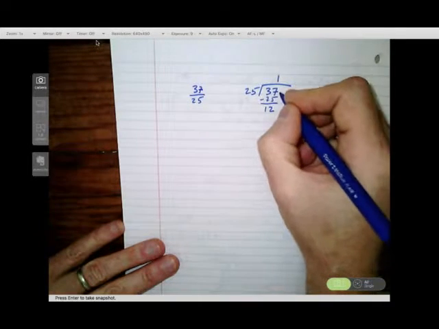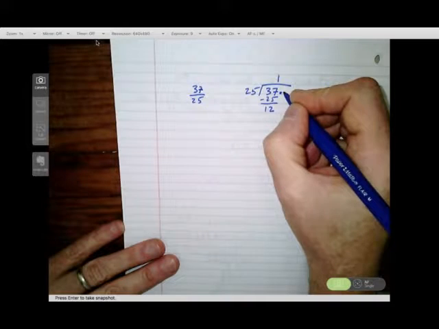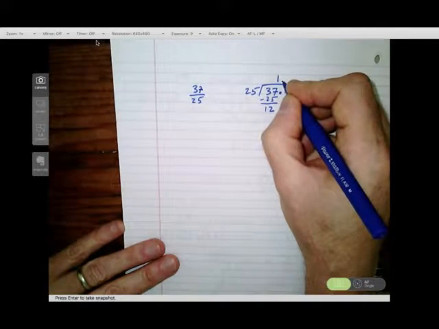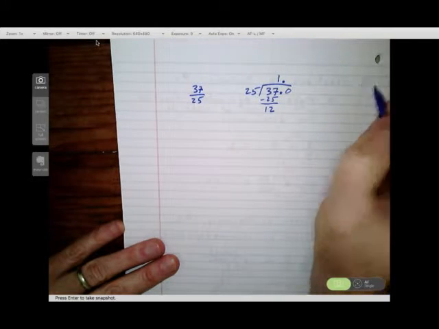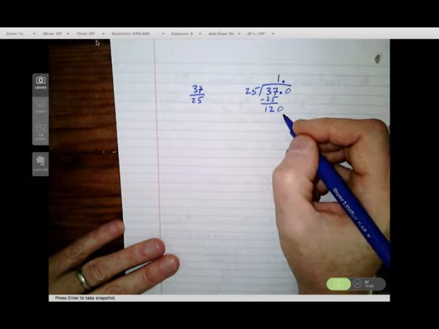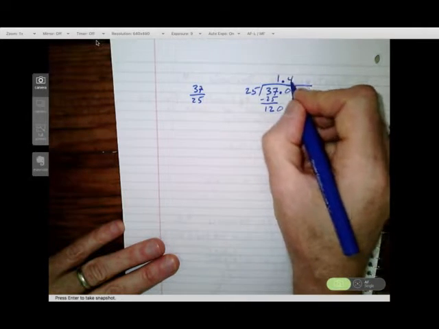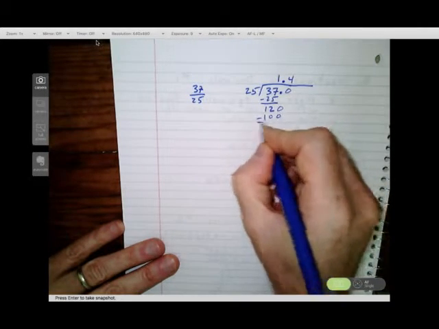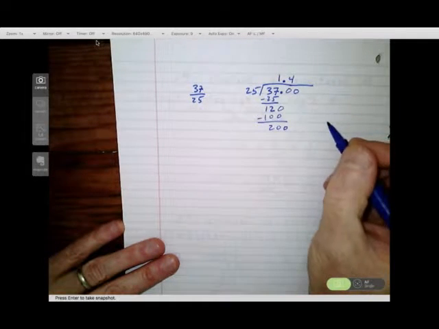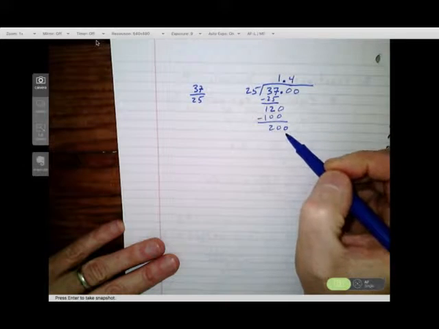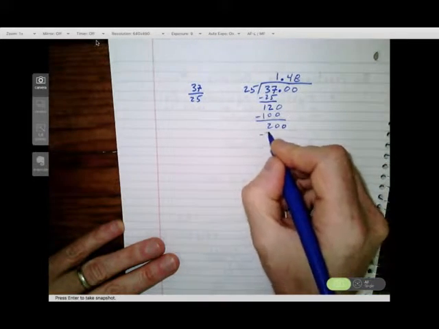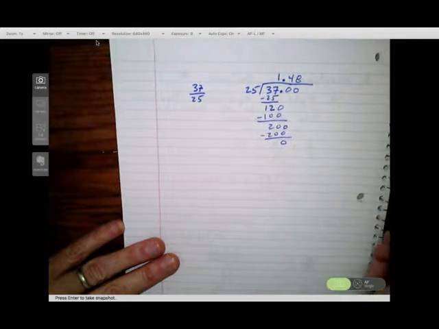Now I'm going to add my decimal first, and then I'll add a 0. If I put my decimal here, I need to swing it straight up above it into my answer and drop that down. So how many 25s go into 120? Well, 4 of them do, because 4 25s is 100. Subtract, I get 20. Let's add one more 0 and drop it down. I think I'll be done after this, because how many 25s divide into 200? Well, that's 8, and 8 times 25 is 200. Subtract them, I've got nothing, and I'm all done.